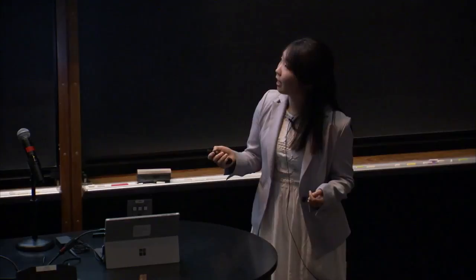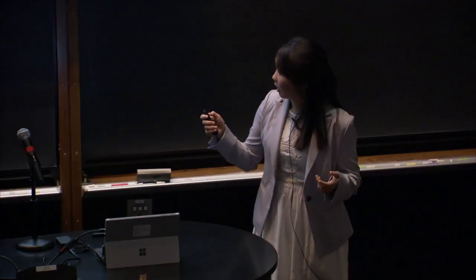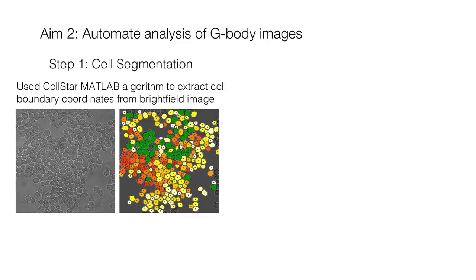So the first step in doing that was to figure out where the cells are. Each image I took had anywhere from 200 to 400 cells, and I needed to identify those boundaries. So I used CellStar, which is a MATLAB algorithm for yeast cell bright field segmentation. So when you plug in this bright field image, it returns where it thinks all of the cells are. And then the green ones are ones I had to modify in some way, but overall you can see it's pretty accurate. And so I used this to find the boundary coordinates of each cell.